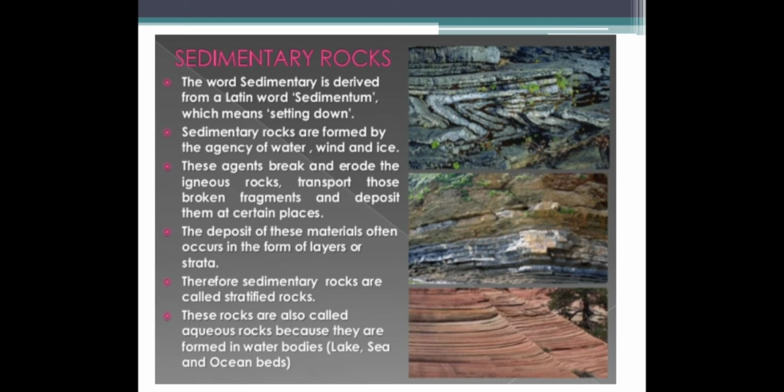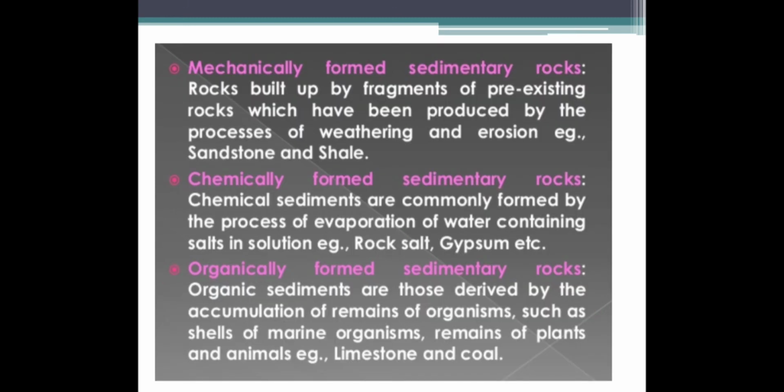So sometimes they are called stratified rocks also, and they are called aqueous rocks because they are formed under the water bodies. Then these sedimentary rocks are formed in different ways. You need not worry much about it, but you should know them. Mechanically formed sedimentary rocks are built by fragments of pre-existing rocks which have been produced by the process of weathering and erosion. Example, sandstone and shale. Weathering means cutting down, the cutting of rocks. The igneous rocks break. Erosion means flowing away.